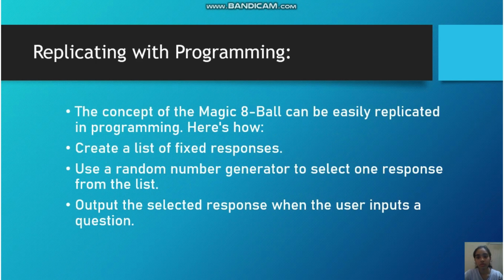Replicating with programming. The concept of the Magic 8 Ball can be easily replicated in programming. First, create a list of fixed responses. Use a random number generator to select one response from the list. Output the selected response when the user inputs a question.